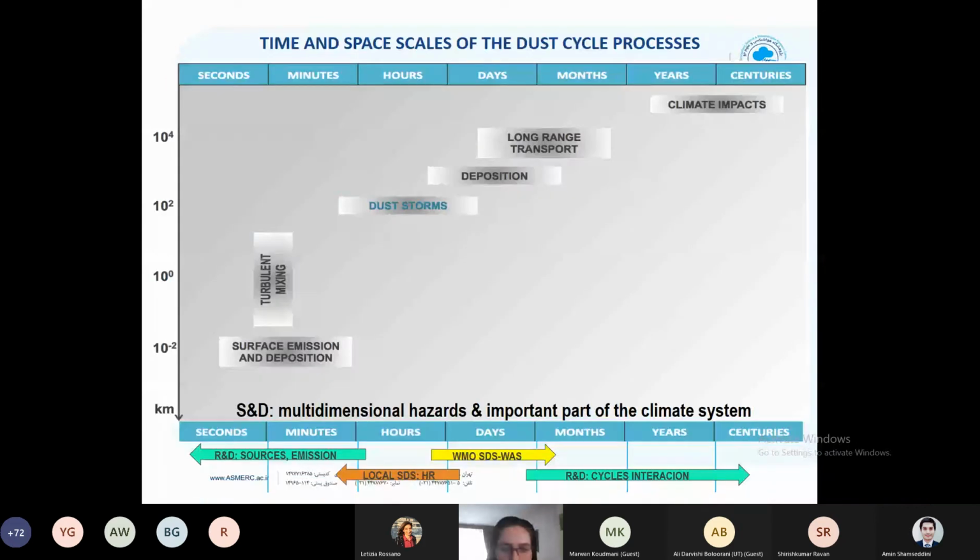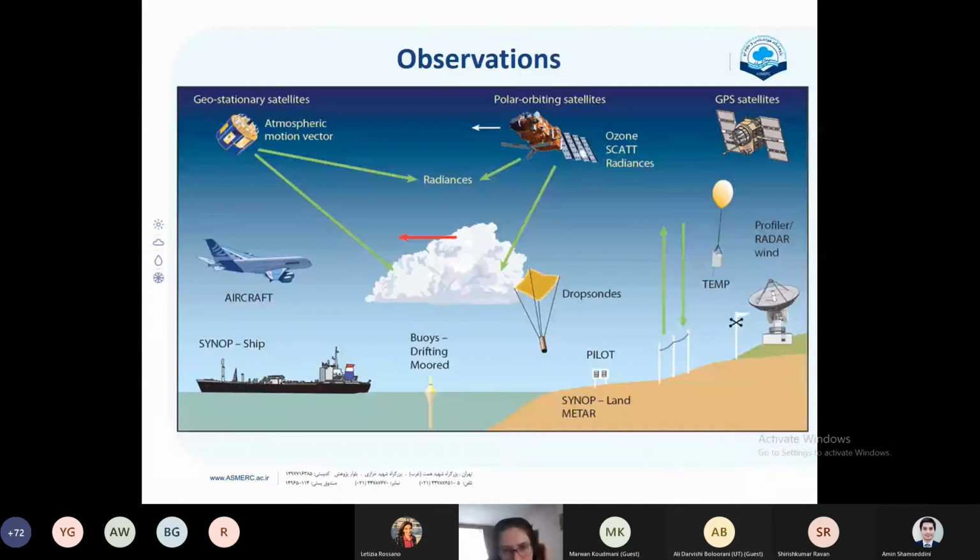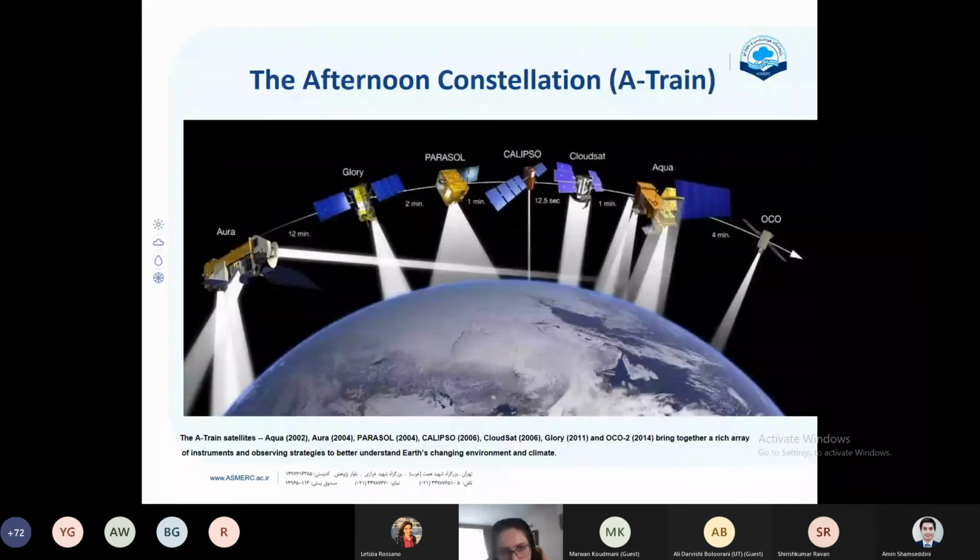As you may consider, dust storms can last from hours to days, and this is a very tough situation, since for nearcasting a lot of high-tech, high-resolution data are needed. The use of the afternoon constellation model satellites such as Calypso, CloudSat, and Parasol can help us better understand the characteristics of dust, along with the data from the Meteosat Second Generation, which are useful for the region.